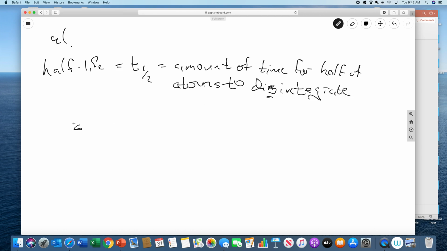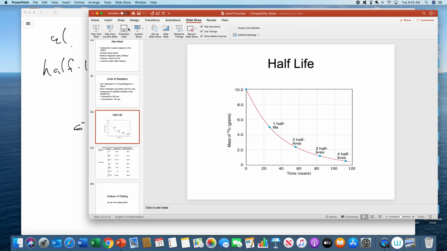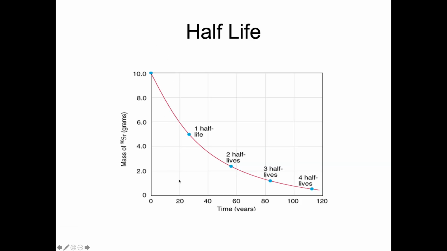So in other words, if I had 5 grams, I go down to 2.5 grams, that is a half-life. And then if I go down to another 1.25, that would be a half-life. So let's go back to here. You can see, if I had 10 grams, 5 grams is a half-life, another down to 2.5 is another half-life. And different elements have different stability, so some elements take longer to fall apart than others.